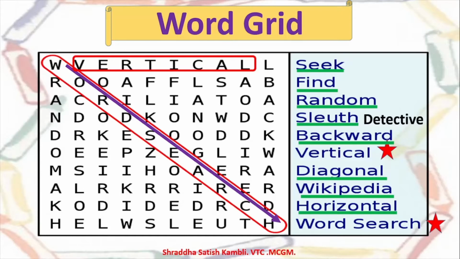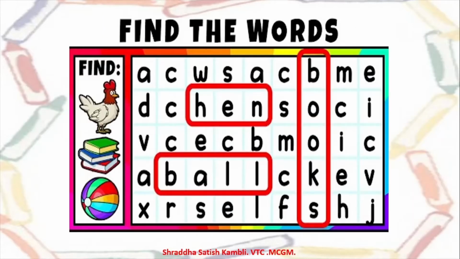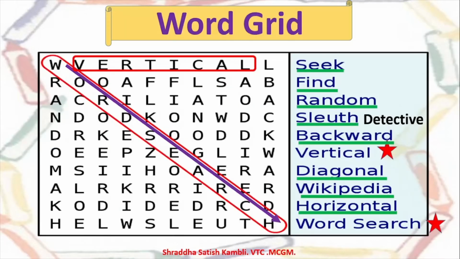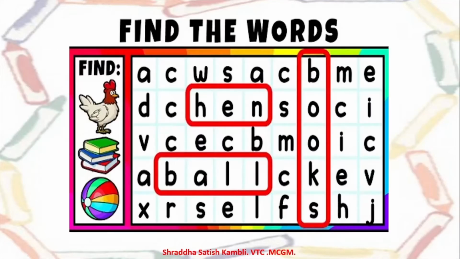Alright children, so now you know how to find words in a word grid. Okay, now let us move on and let us try and look at this particular word grid. Sometimes, I told you, you get clues. Now here the clues were of a different manner. Words were given as clues. And you had to search for these words in the grid. Sometimes you get picture clues as well. Now here you see, I've already shown the answers to you. So you have three pictures. The first one is that of a hen. Second one is a set of books. And the third picture is that of a ball.